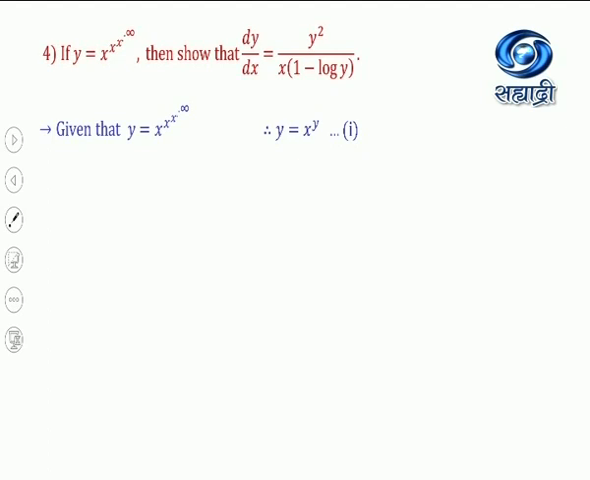See here. Now, you consider just this power. Now, this is a base. x is a base. And now, this is a power: x to the power x to the power x up to infinity. And now, that is again y. So, we replace this x to the power something up to infinity by y. So, we write this equation as y equal to x to the power y. And we denote it by equation number 1.